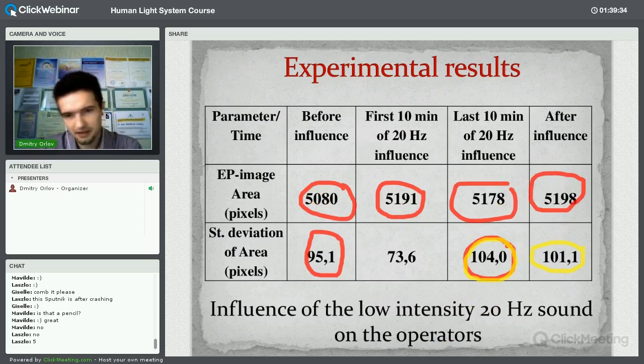So it means that somehow the Sputnik is picking up how people in the room are feeling. Are they under stress, or are they feeling okay, or are they excited?